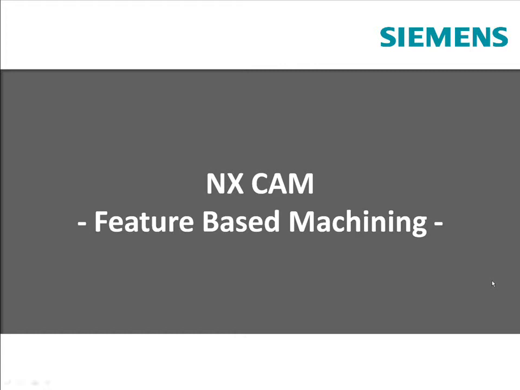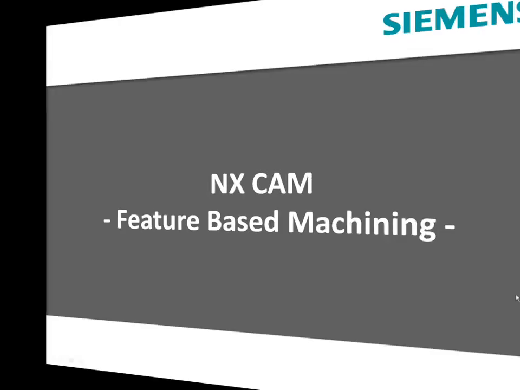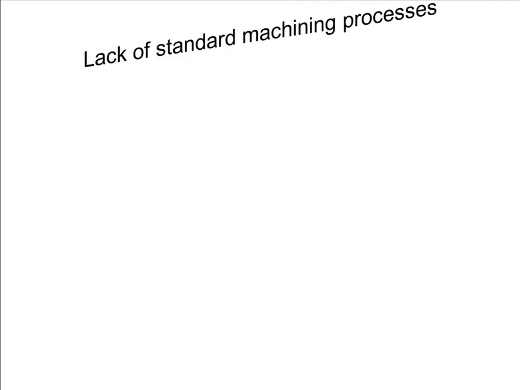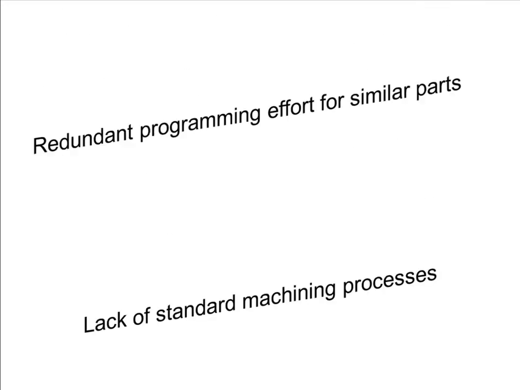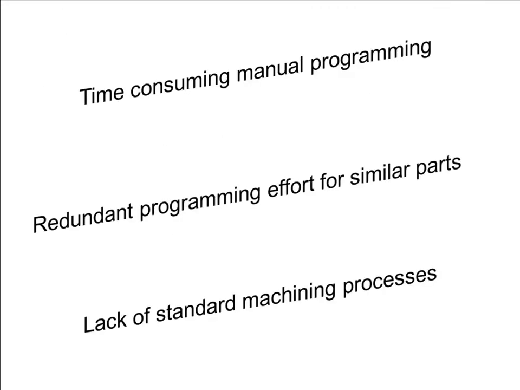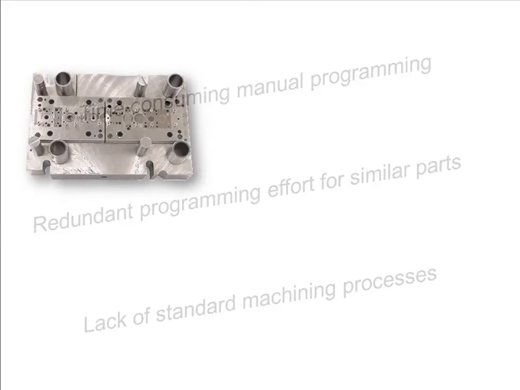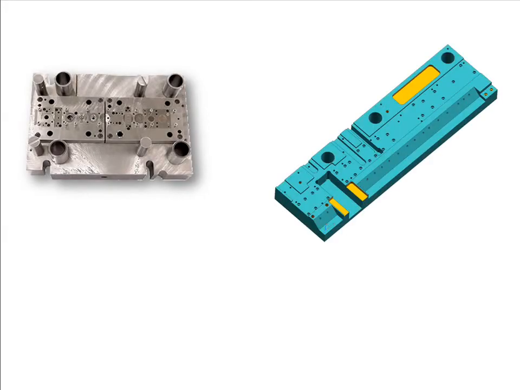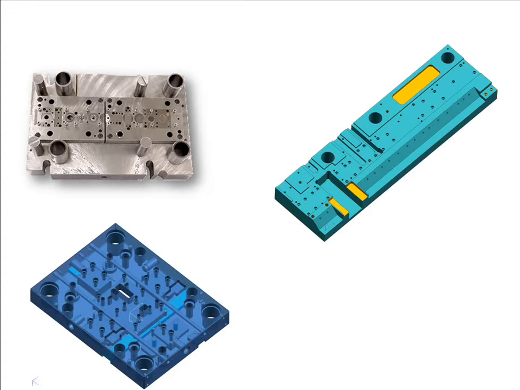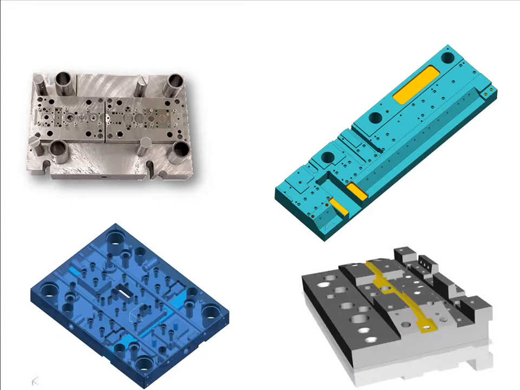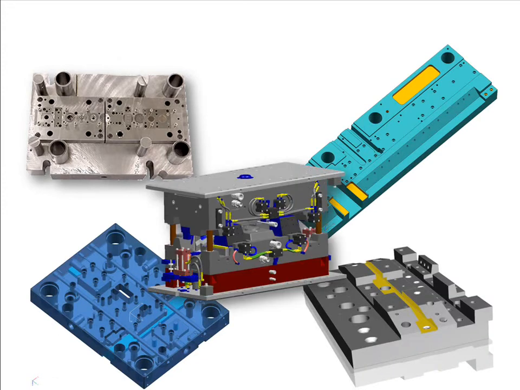In this short video, we will demonstrate how you can reduce your programming time by using the latest feature-based machining technology in NX-CAM. If you face challenges such as long programming times or programming errors on parts with hundreds of similar features, you may be able to gain significant benefits from programming automation. Mold and die tooling structures are typical examples where parts can have many similar features, such as holes and slots.